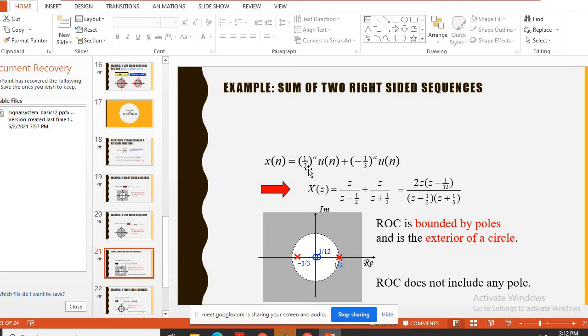Now say for example 1/2 raised to n. So what is a? 1/2. So therefore what will be its Z transform? Z upon Z minus a, so a is 1/2, plus the second term. What will be the Z transform of minus 1 by 3 raised to n? Z upon Z minus 1 by 3, so it is minus plus. So you can simplify this one. LCM you can write Z minus 1 by 2, Z plus 1 by 3, and then multiply here. Rewrite the terms, a little bit of simplification.